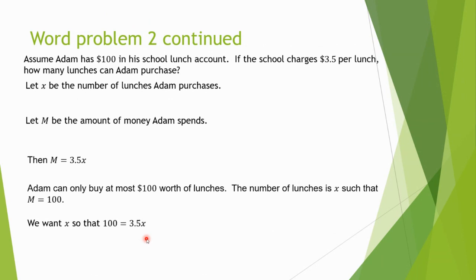Okay, so again, we had x is the number of lunches he can buy. m is how much money Adam spends. And really from the calculations, we know he spends 3.5 times x. And we want to know how many lunches he's able to buy. He can only spend $100. So that's why we have 100 is 3.5 times x. And now we have to figure out what x is. Like so. And so we have 100 is 3.5 times x, and we just solve for x. So we get 28.6.